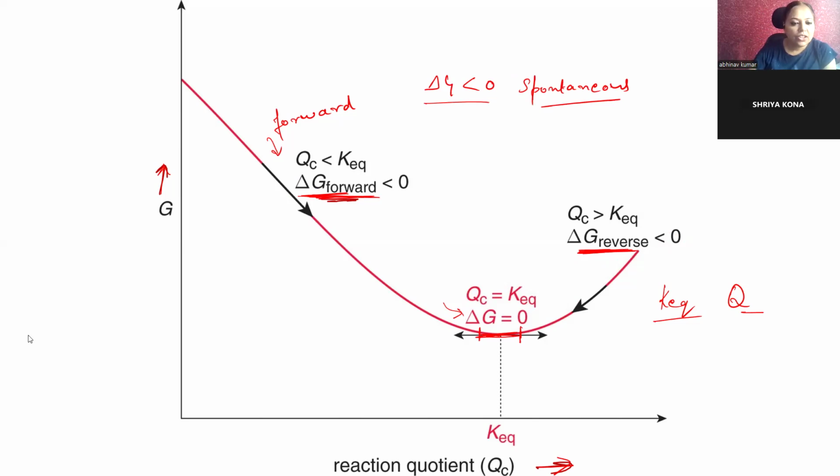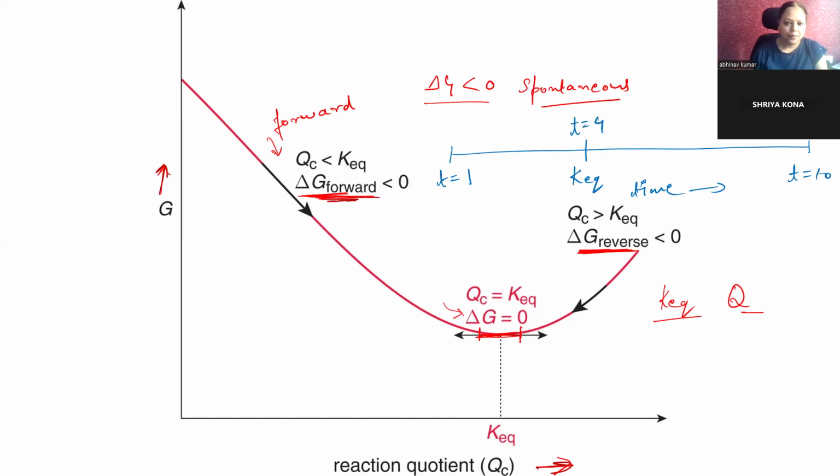Definitely. So if I could draw a line here, just like we draw a pH scale, this is about the time of the reaction. Suppose you have started your reaction at time t equal to 0, and you have ended at time t equal to 10. And you got your equilibrium point, or K equilibrium, at the point where the time is t equal to 4, let's say.